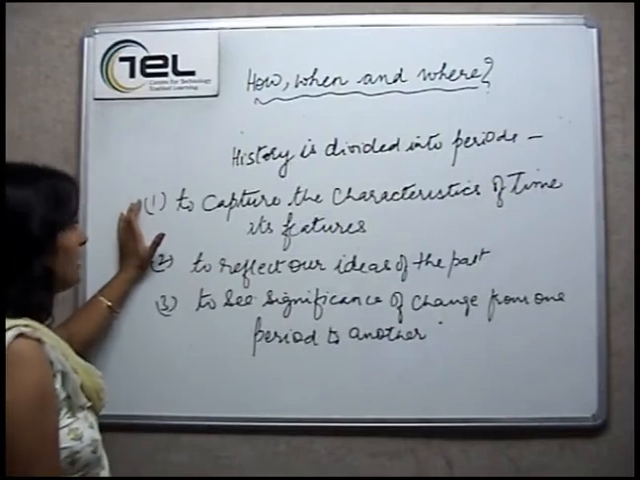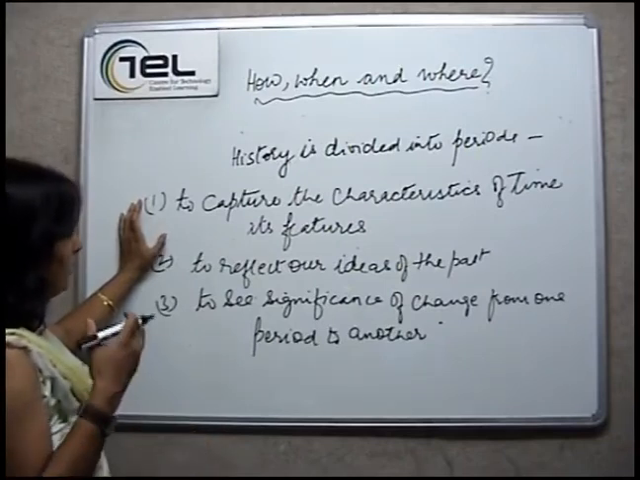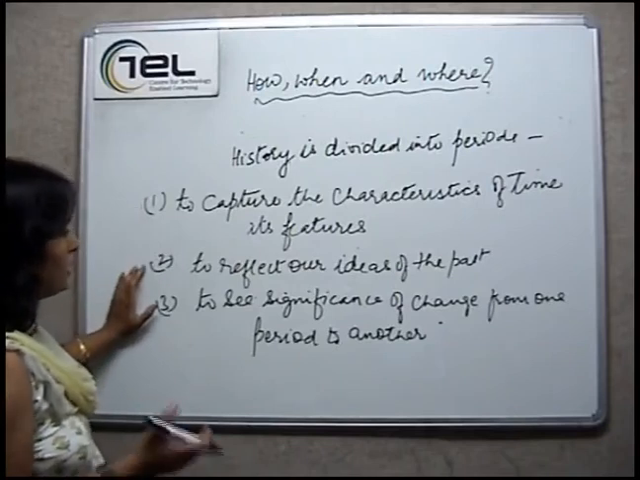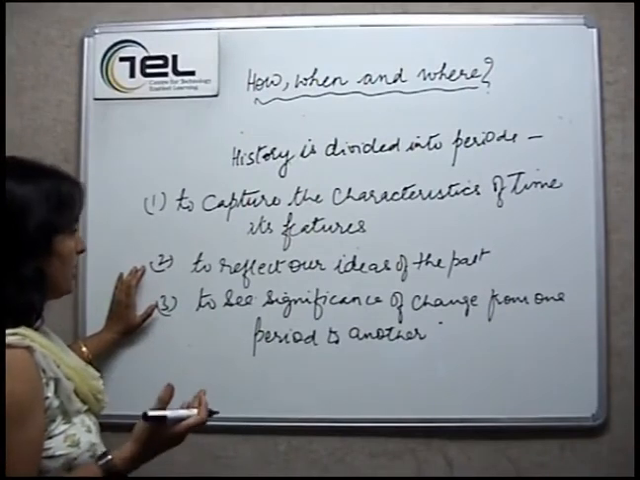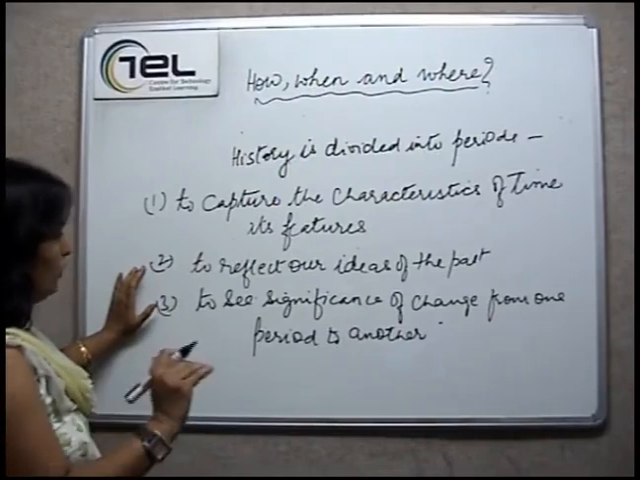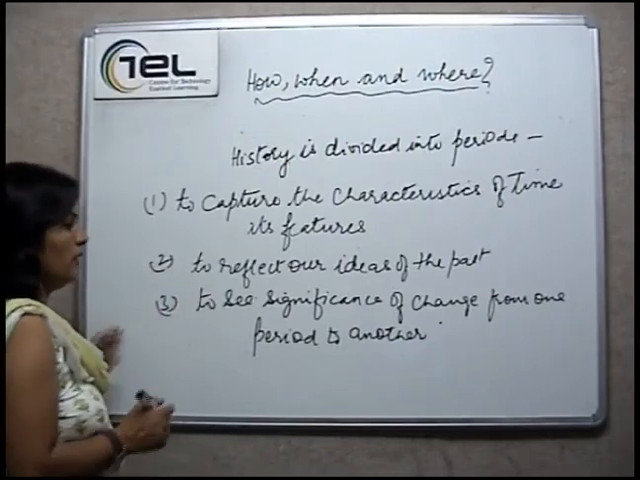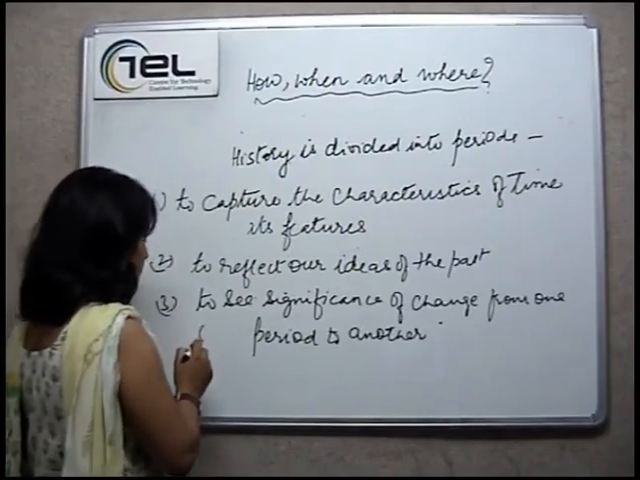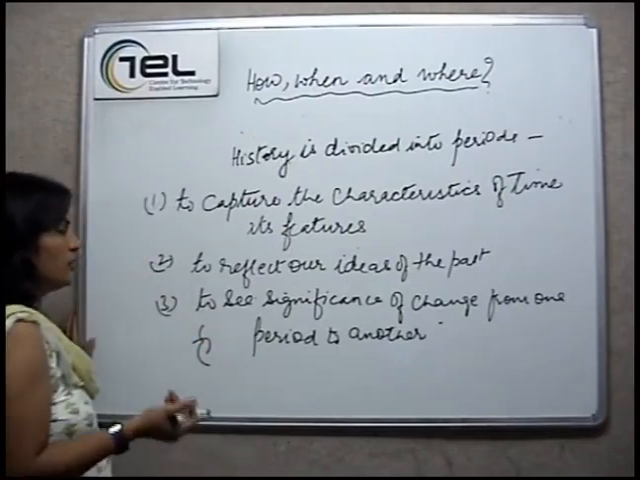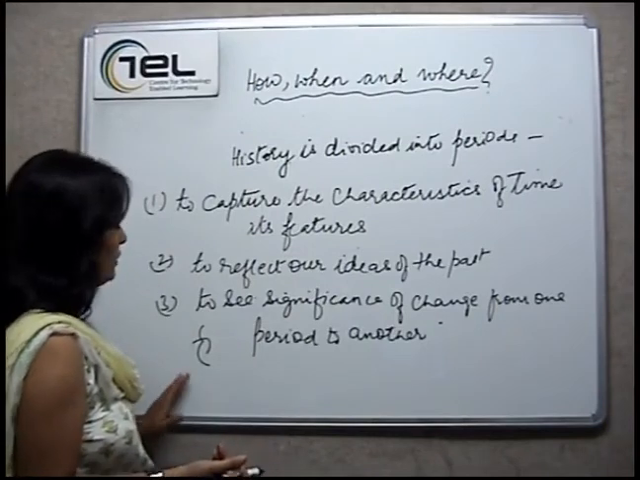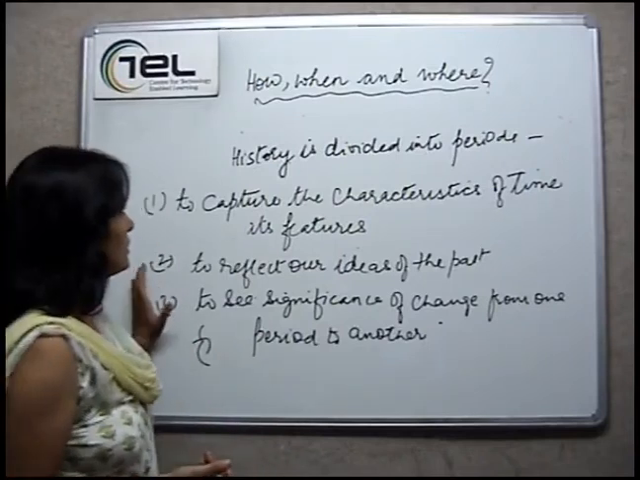So history is divided into periods so that we can capture the characteristics of time of that period and know the features of that particular period, to reflect our ideas of the past. We can get ideas how the people lived at that time, what kind of ideas they had. We can make our own ideas that yes, this kind of society prevailed in the past. To see the significance of change from one period to another: when one period got transformed into another period, what was the difference, what was the importance of change, and what changes took place as the society moved from one period to another.